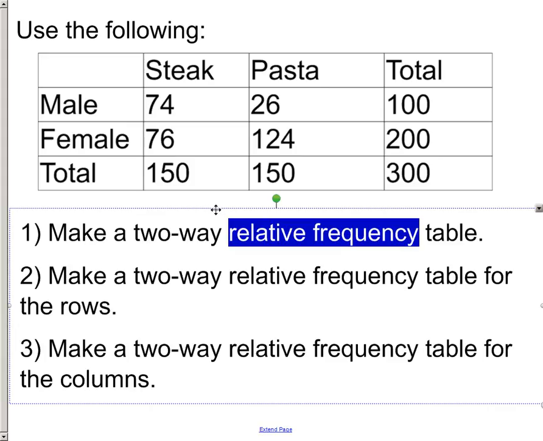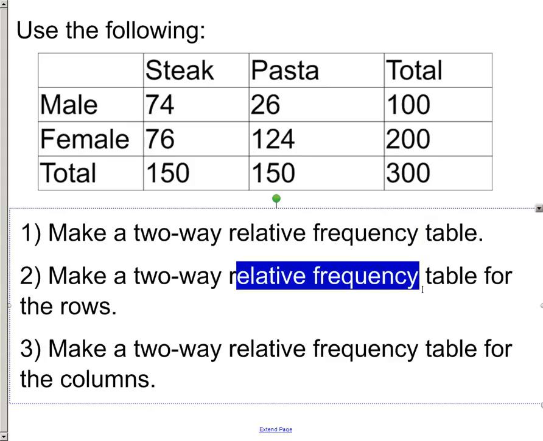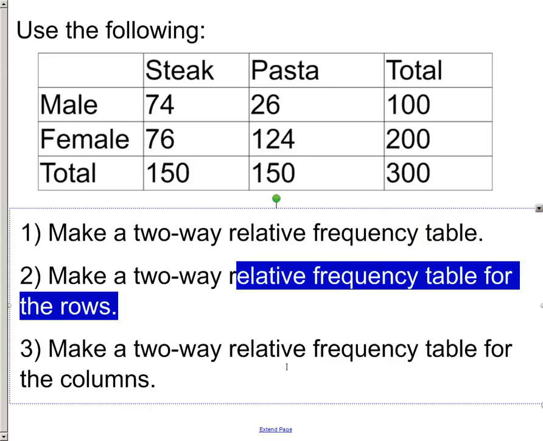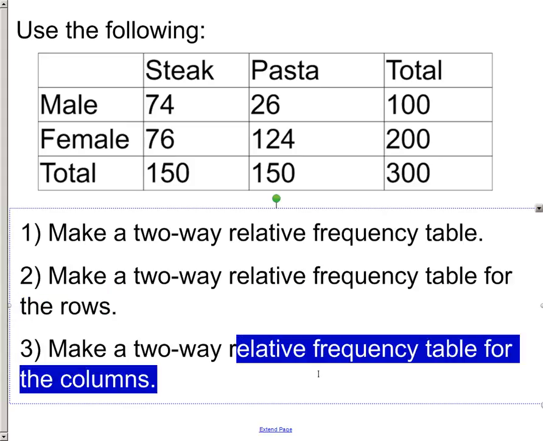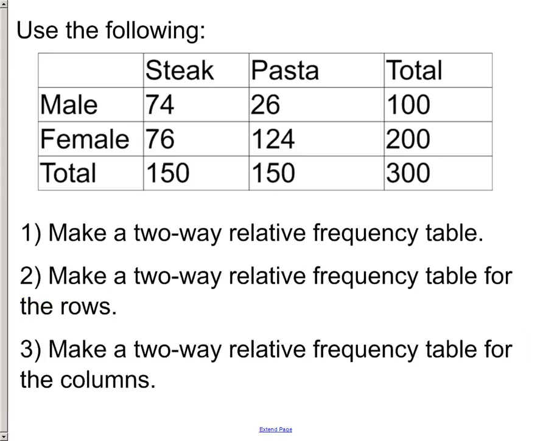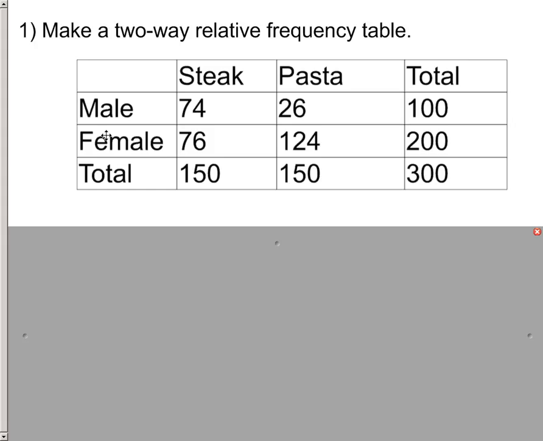But instead of using percents, we'll use decimals, because you can look at a decimal and quickly decide what it would be as a percent, and we'll show you about that. And then we also take a look at a two-way relative frequency table for the rows. That's a variation of it, and then there's another variation for the columns. So let's go on to answer the very first one. Make a two-way relative frequency table.